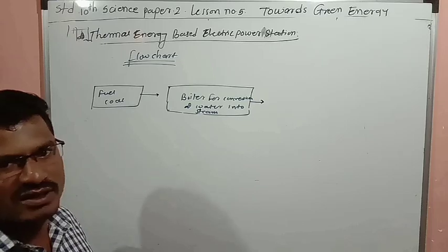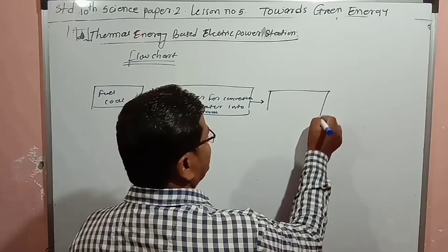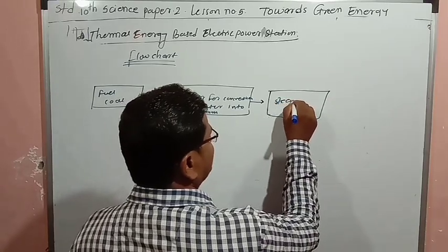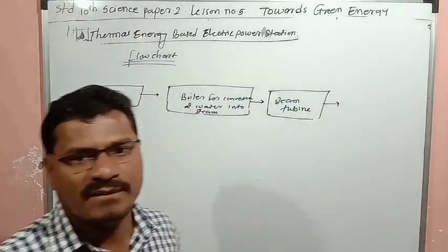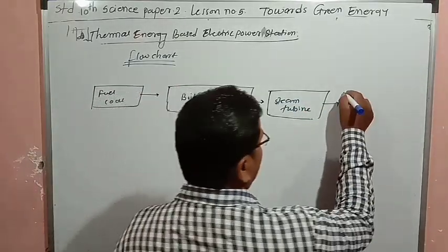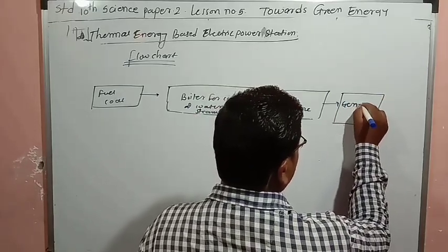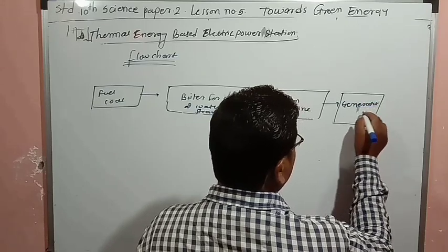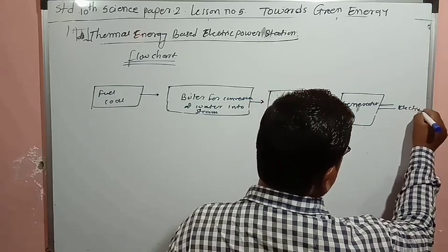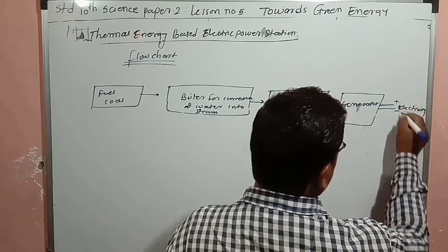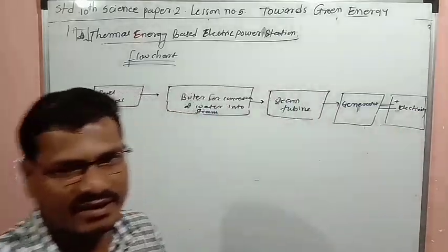Next thing is the steam turbine. After the steam turbine, there is a generator. And what is the work of the generator? To produce electricity. Here you will get electricity, or electric energy, at the end with the help of the generator.